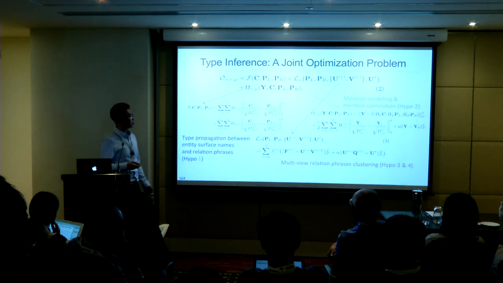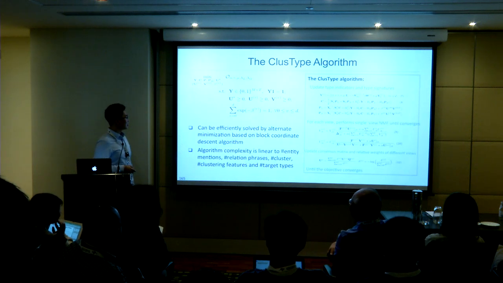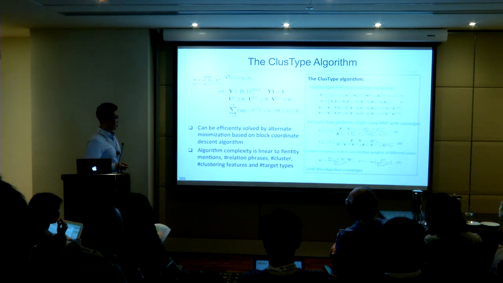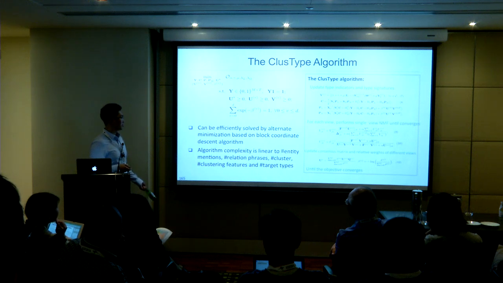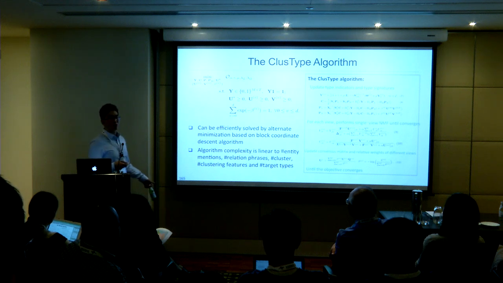So I know this formula looks very horrible, but it's actually pretty doable to optimize. You can simply minimize it based on this block coordinate descent algorithm. And we just summarize this for you. The algorithm complexity is actually just linear in the number of entity mentions, the number of relation phrases, the number of relation phrase clusters you want, and the number of clustering features.